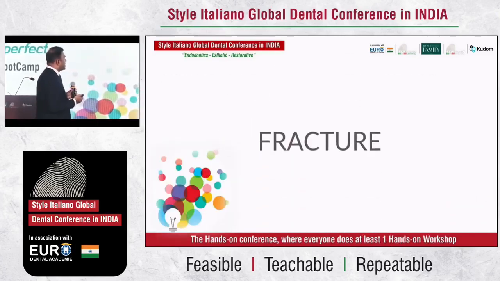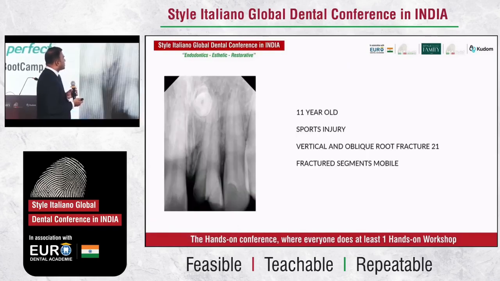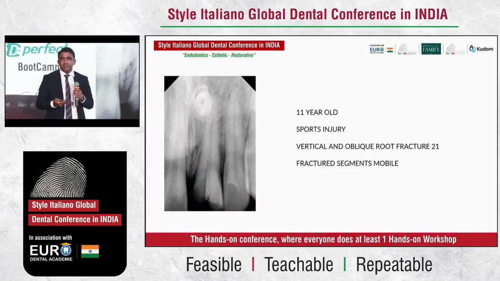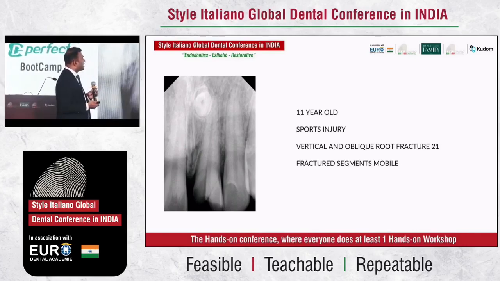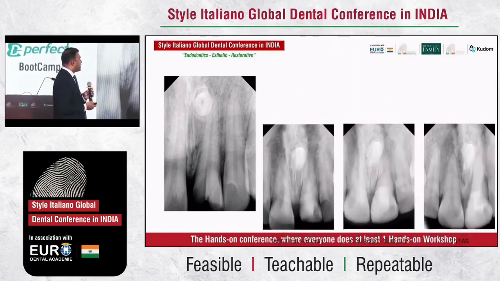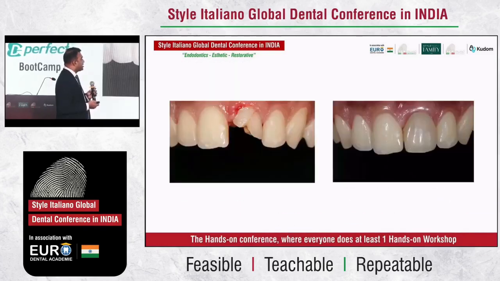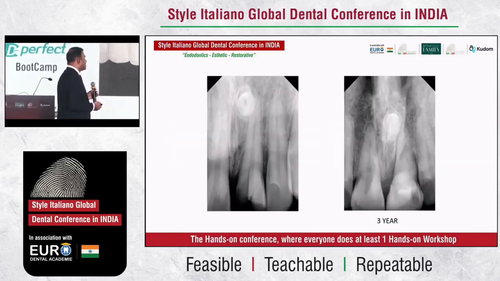From revitalization, let's move on to fracture. Tricalcium silicate can sometimes be used in fracture cases. This is a vertical plus oblique fracture in this patient. I've placed tricalcium silicate slightly above and beyond the fracture and then did a composite restoration both from the buccal and the palatal to reinforce this fracture. And this is a 3-year follow-up of the case.